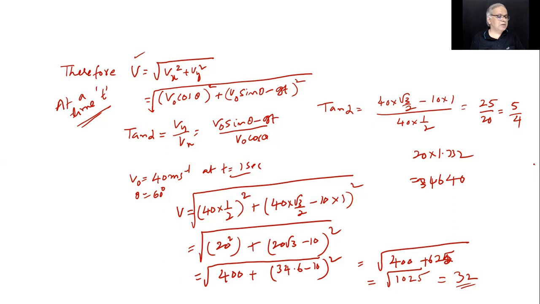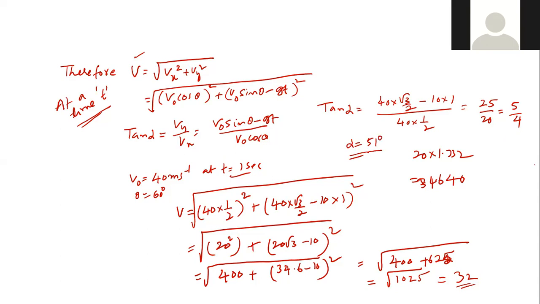Can somebody tell me? Five by 4 is how much? 1.25. 51 degrees. Are you sure? Yes, sir. Did you see that? Yes, sir. Okay, alpha is 51 degrees.